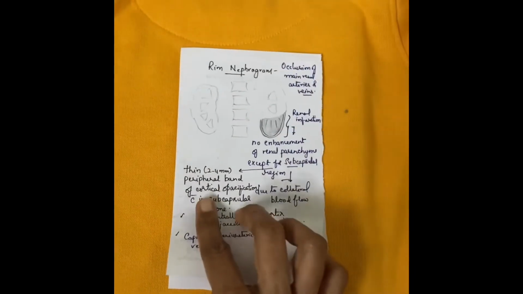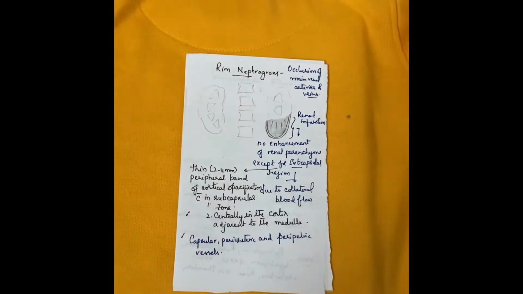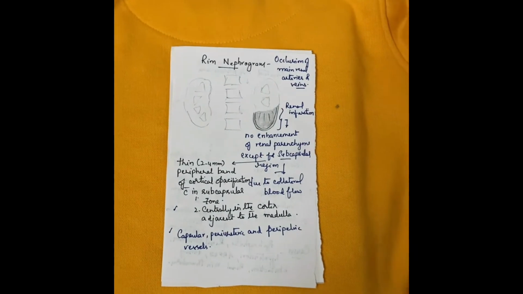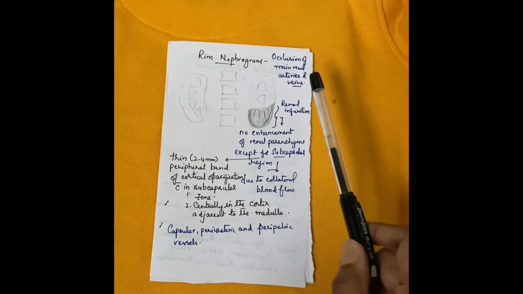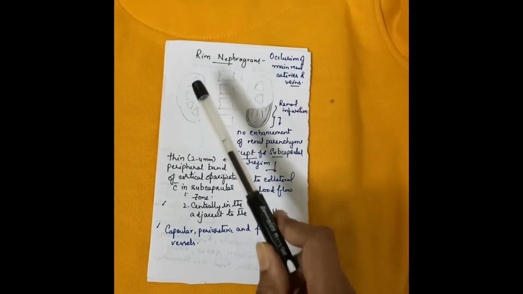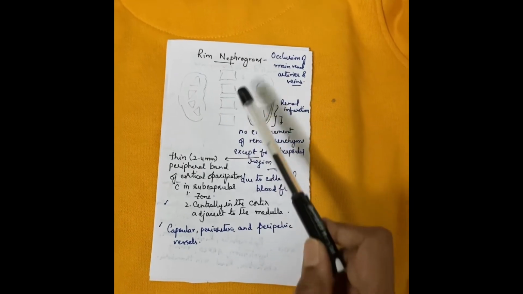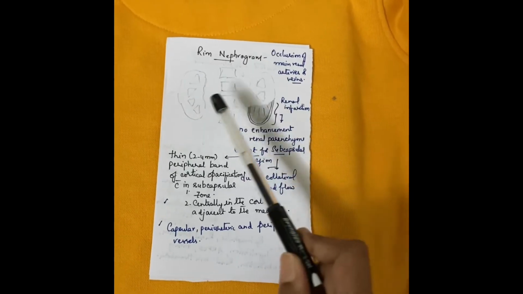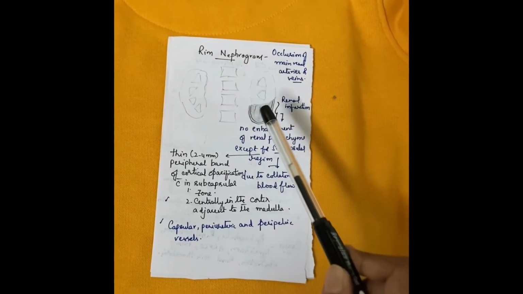Then coming to rim nephrogram. This is one more abnormal nephrogram. What is this rim nephrogram? It is seen mainly in occlusion of the renal arteries or veins. Here you can see a coronal section. Here we have spine. We have two kidneys. These are all normal enhancement. This part is not enhanced.